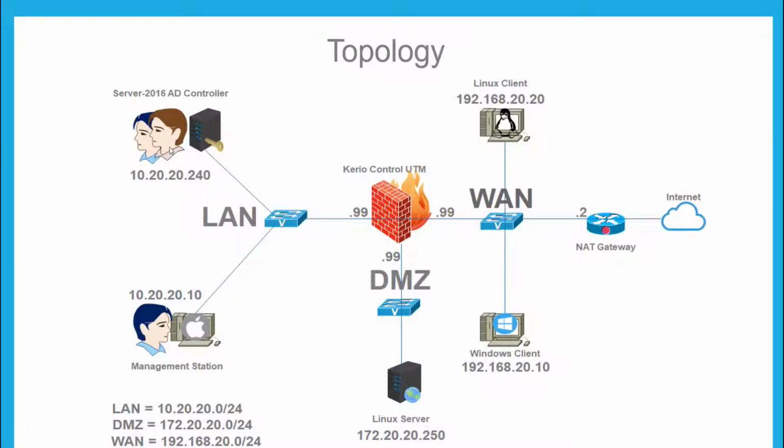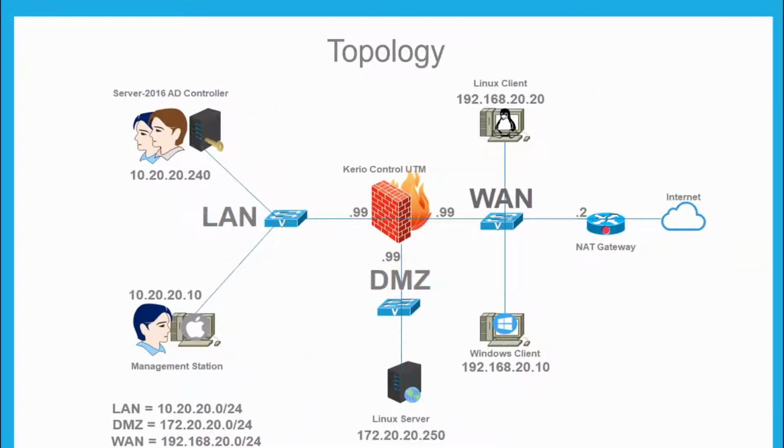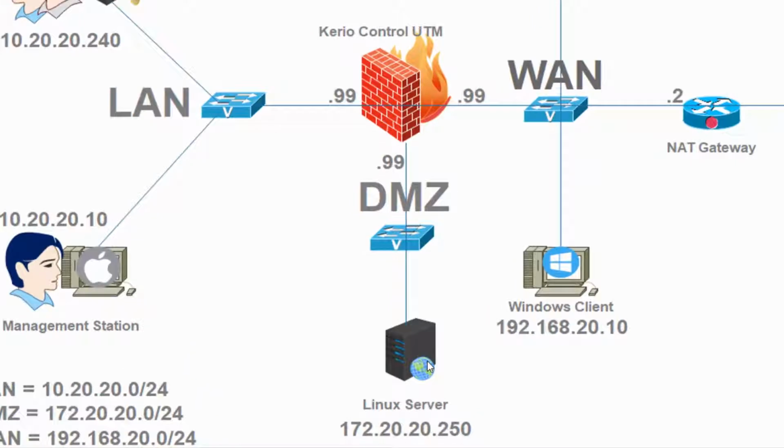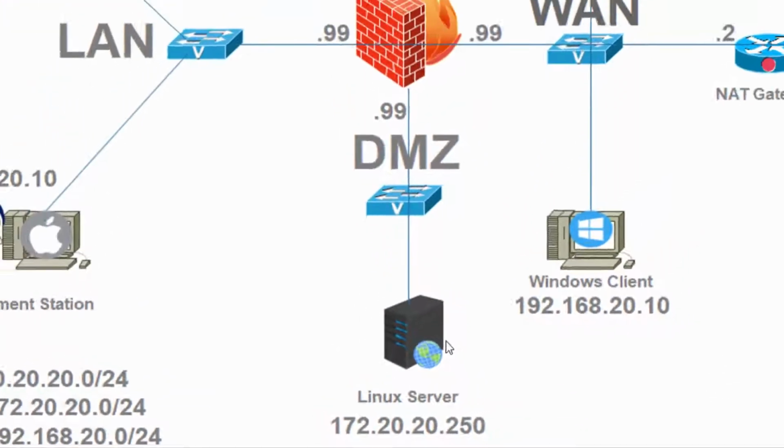The second host in the local area network will be my Microsoft Server 2016 that will act as an Active Directory controller. It will be assigned an IP of .240. And of course, I've got my virtual switch over here. Moving on, I've got the DMZ subnet over here, and the DMZ belongs to the 172.20.20.0 subnet. Within the DMZ, I've got one host that will be our Linux server.